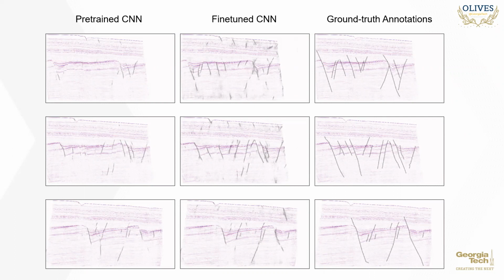The column in the middle is our proposed fine-tuned CNN, where we take the pre-trained CNN on the left and fine-tune it with one single section from a real data set. After we've done that, you can see that the results are much improved. Not only is the CNN able to find a lot of faults that were not originally annotated in the ground truth annotations, like the ones at the top, but it's also able to pick with better continuity the faults that were annotated by the interpreters.